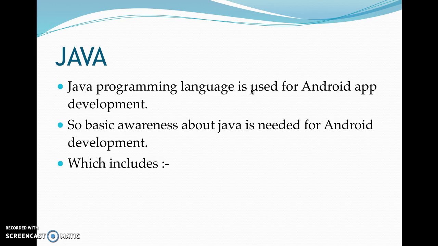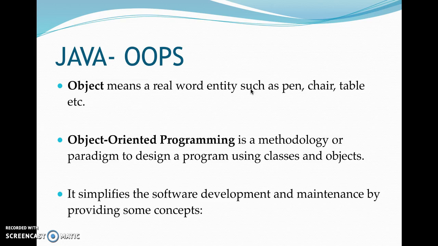As I told you in the last slide, Android app development is done in Java. So we will be working in the Java programming language to develop Android apps. I will give you a brief about a few of the topics related to the Java programming language, which we will need for Android app development. One of the topics is OOPS, which stands for Object-Oriented Programming Methodology.